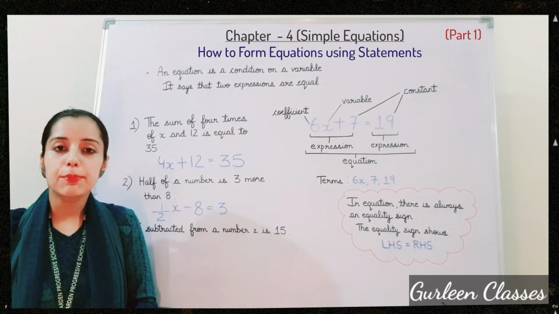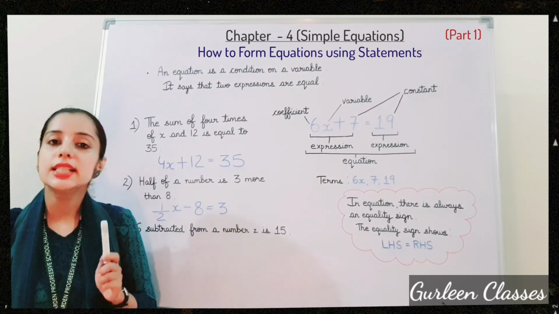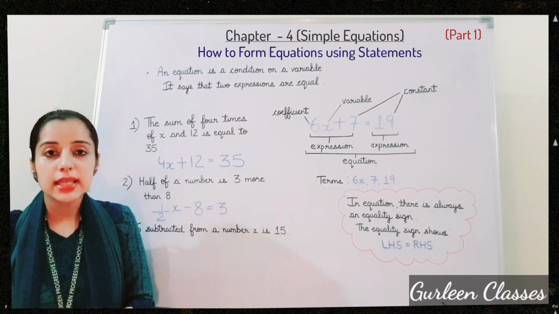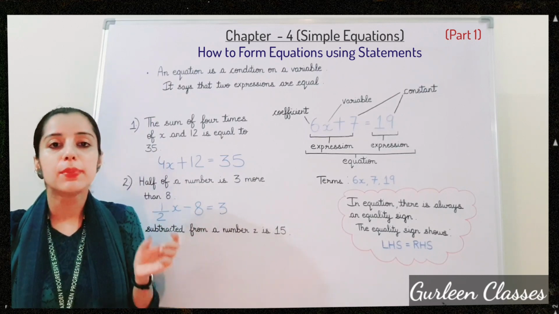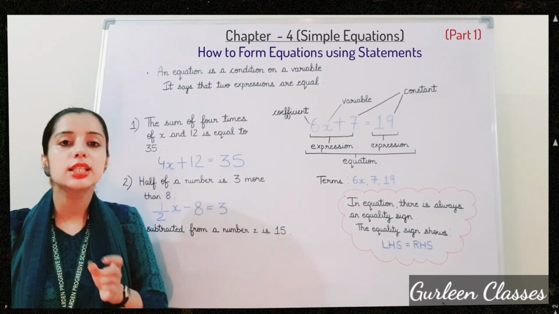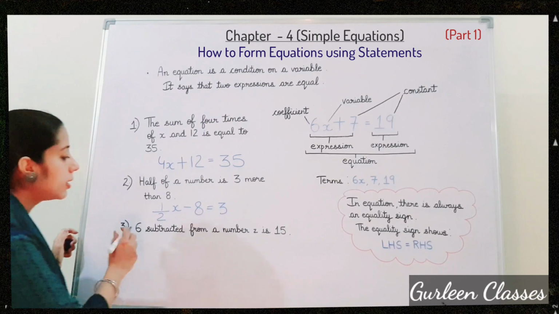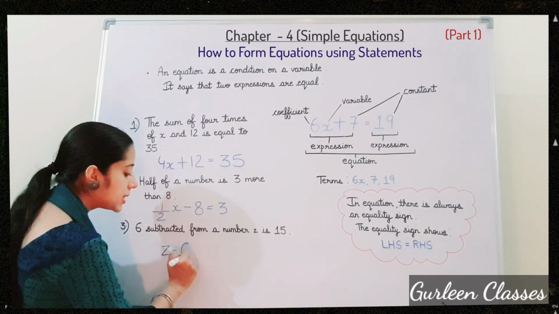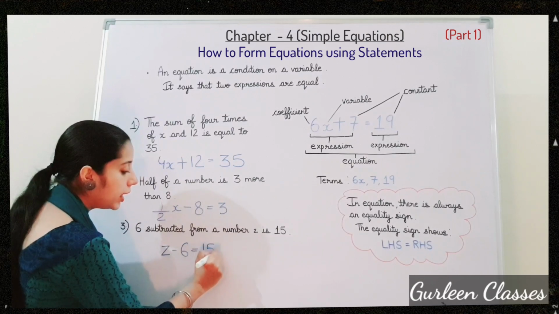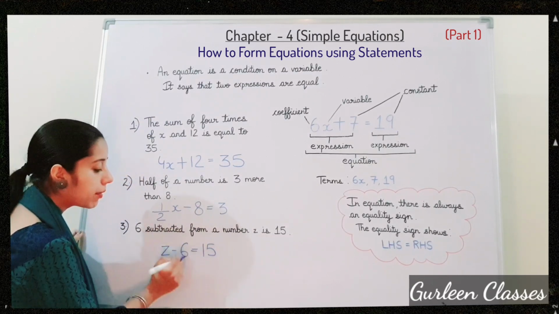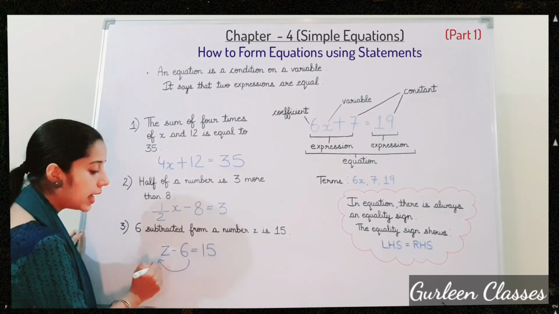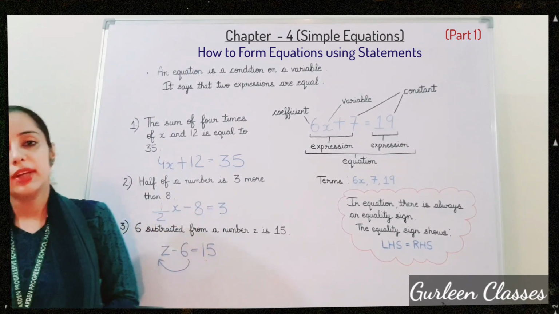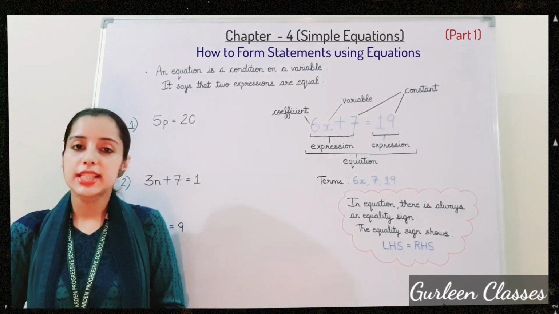Third part, 6 subtracted from a number z is 15. The 6 is subtracted from some number z and the answer is 15. So let us write here: 6 subtracted from a number, so it will be z minus 6 is equal to 15. Again look here, 6 subtracted from a number z is equal to 15.